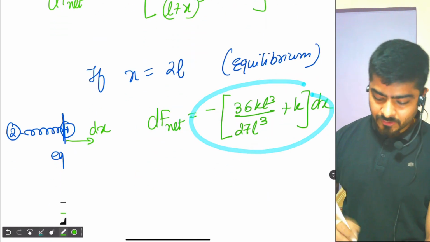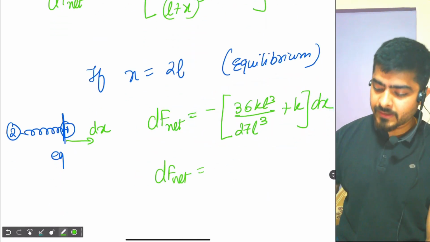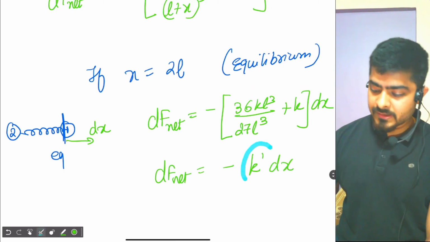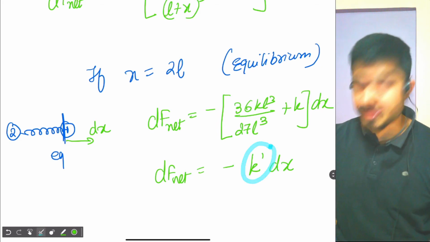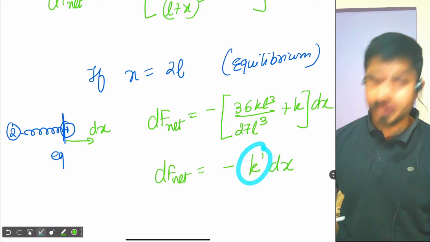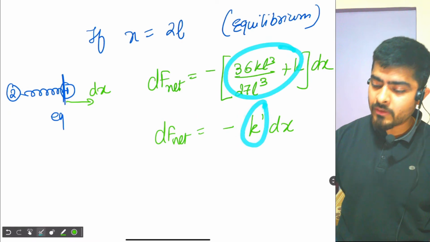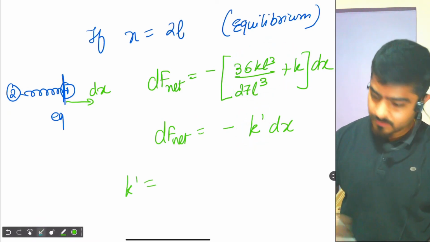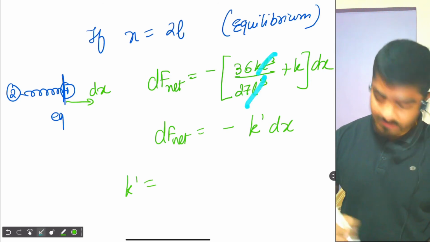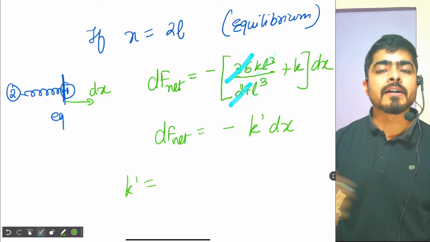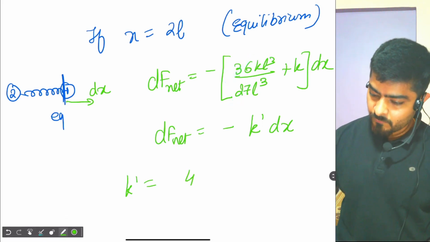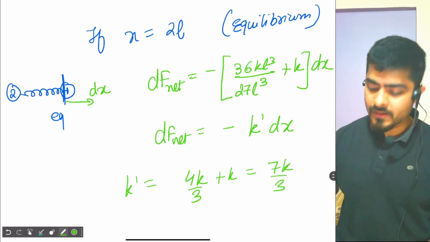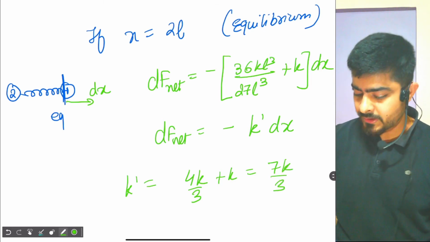Now this is similar to having dF net equal to minus k dash times dx. This is your new spring constant k dash. So what will the value of k dash be? This L cube will cancel out, and 27 and 36 will be divided by 9. So what do you get? 4k by 3 plus k, so that is 7k by 3. This is your k dash, the new equivalent spring constant.